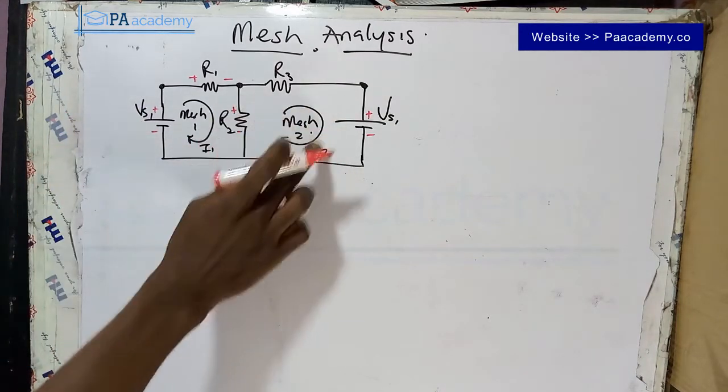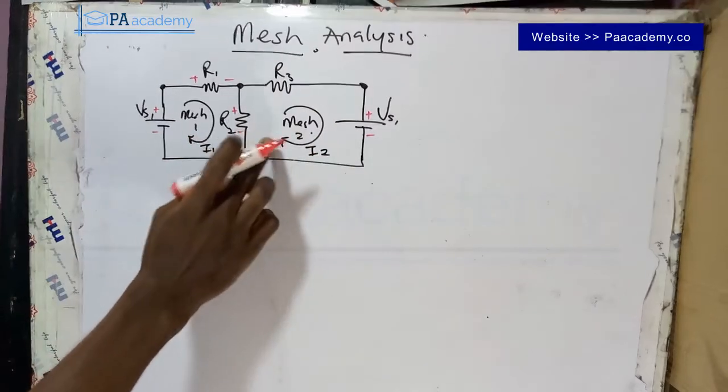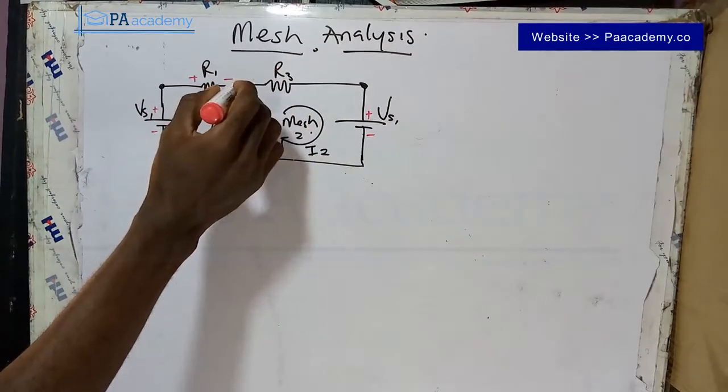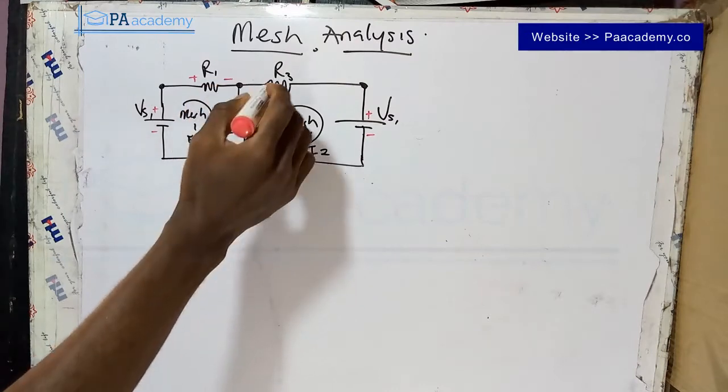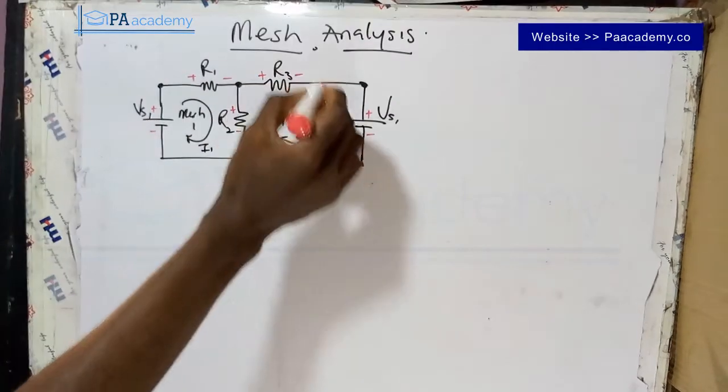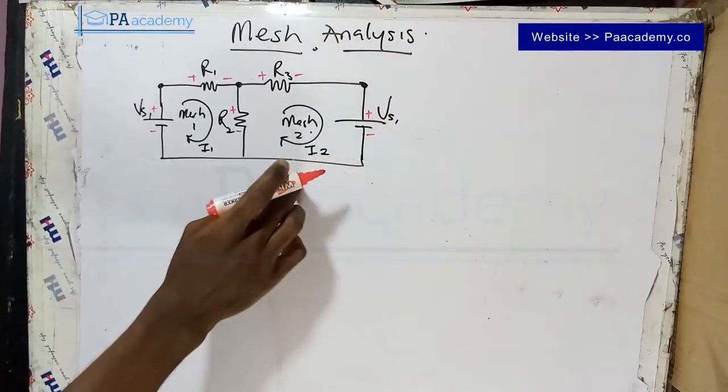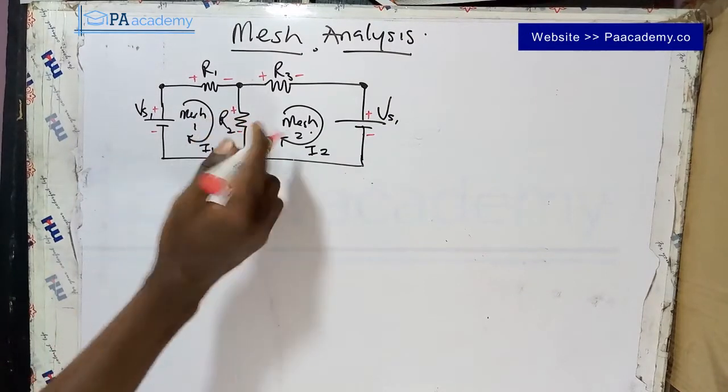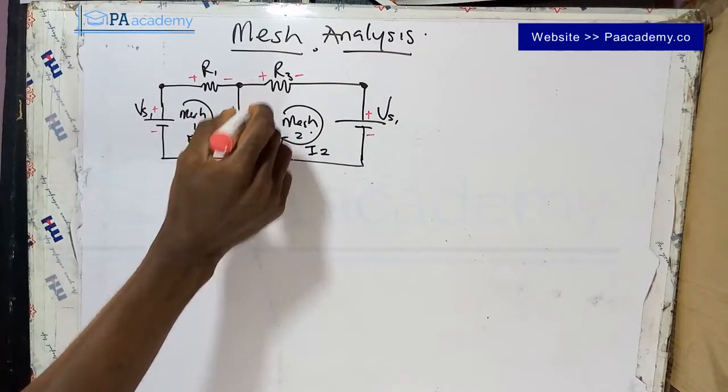So now let's go to mesh 2. For mesh 2 now, if you are starting from here, you go around and come back. So now the polarity for R3 will be plus, minus. So there's no other element here. So for this also, we are going to be having the polarity of plus and minus.